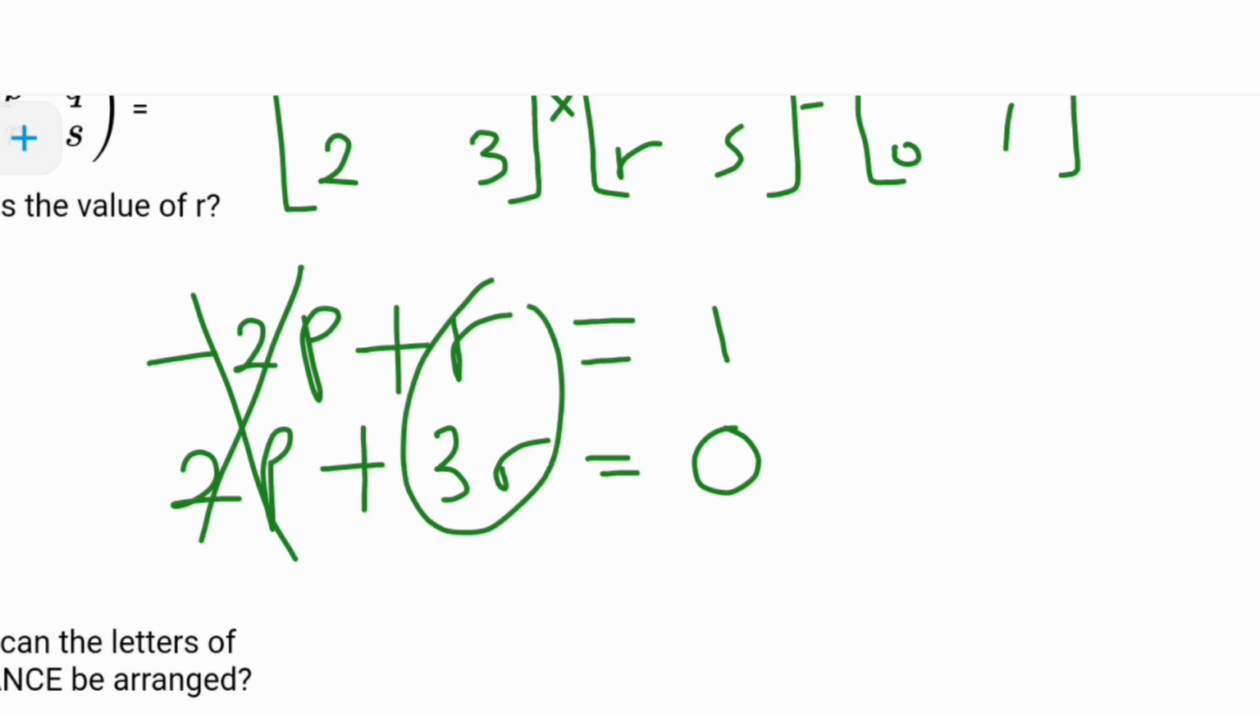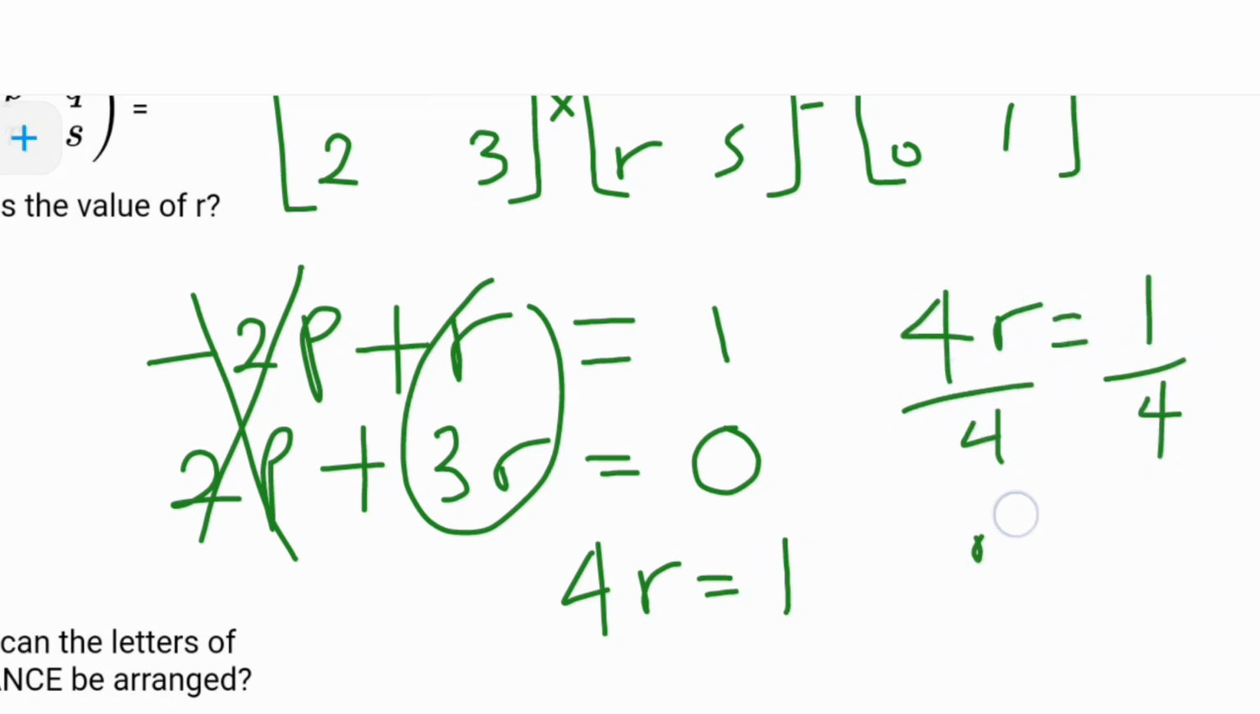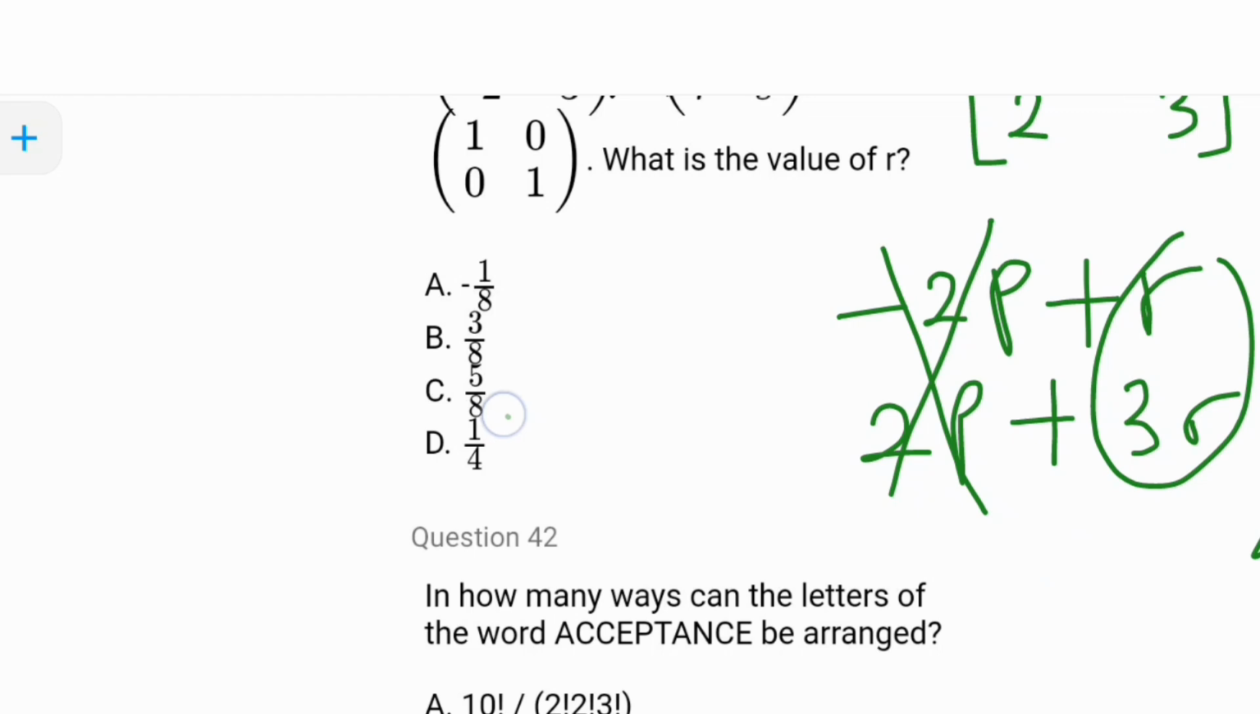So 3r plus r will give you 4r equals 1 plus 0, which gives you 1. From there you have 4r equals 1. Divide both sides by 4. So you have r equals 1 over 4. So the answer for r is 1 over 4. You can check it in the options. So that's option D.